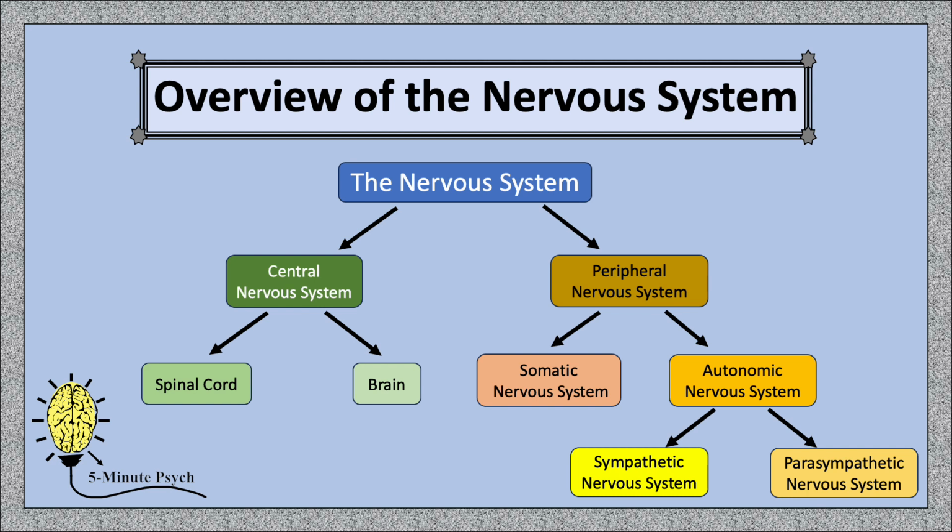First, our nervous system branches off into two main branches, central and peripheral. The central nervous system itself has two branches, the brain and spinal cord. The peripheral nervous system also has two branches, the somatic nervous system and the autonomic nervous system. Finally, the autonomic nervous system can be subdivided into two branches, the sympathetic and parasympathetic nervous systems.